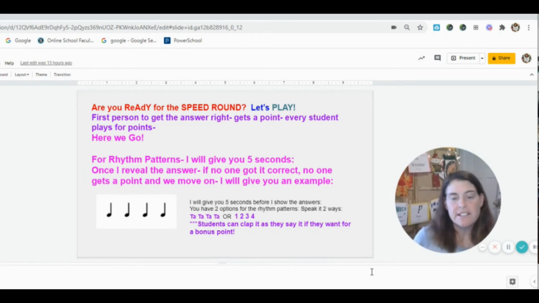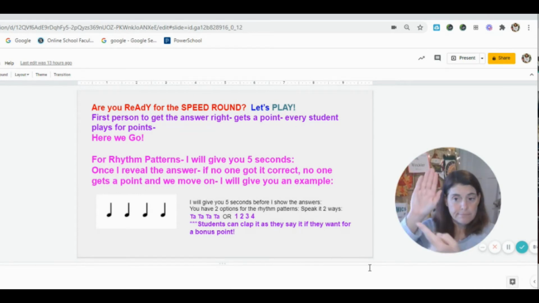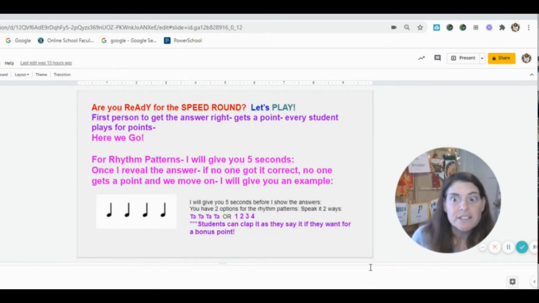All right, so here is how we're going to do it. Let's play. First person to get the answer right gets a point. Every student plays for points. Doesn't matter if you're on a team or not. There is no team. So raise your hand. And the first hand up will get to answer first. If you are right, you get a point. If you're wrong, next person answers. It's just a game. Don't take it so seriously. Just try to get the right answer.